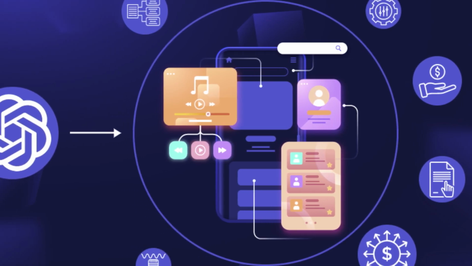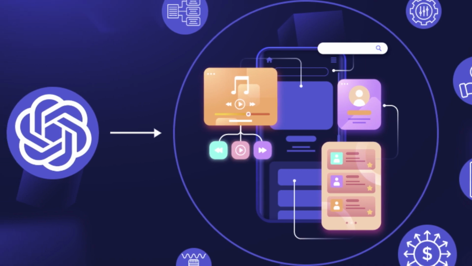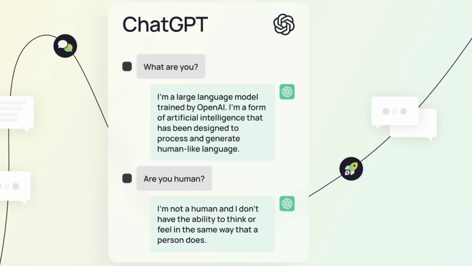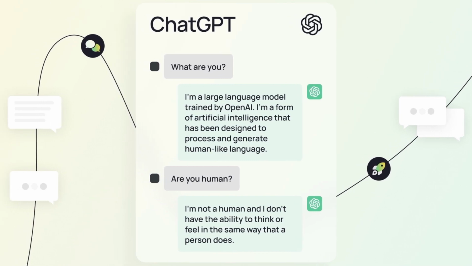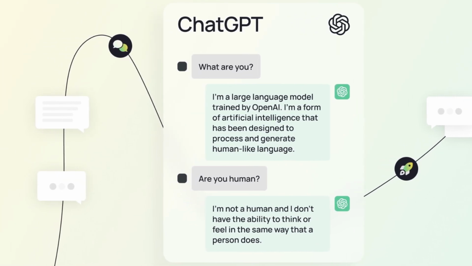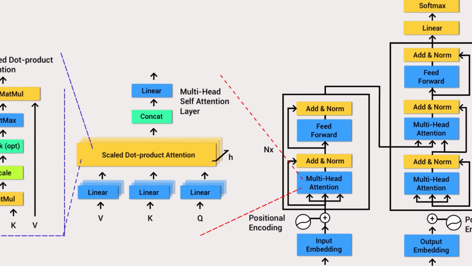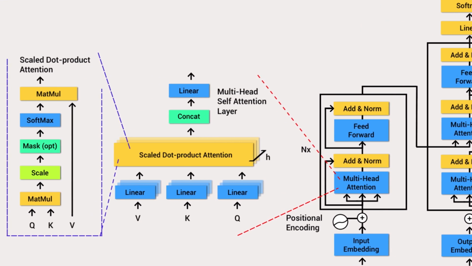ChatGPT is built on the transformer architecture, which uses self-attention mechanisms to weigh the importance of different parts of an input sequence when making predictions. This allows ChatGPT to process language in a way that is more similar to how humans process language, by considering the context of the entire input rather than just individual words or phrases.